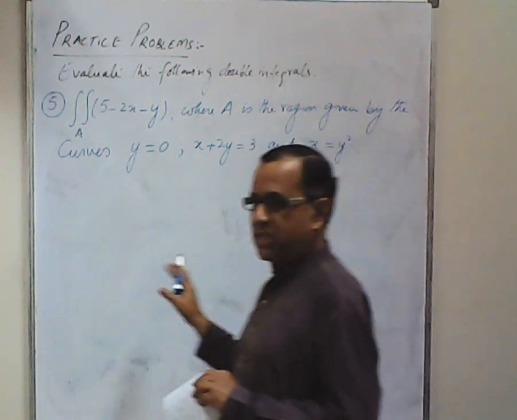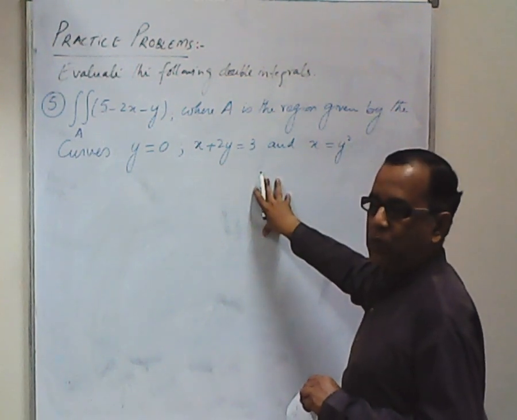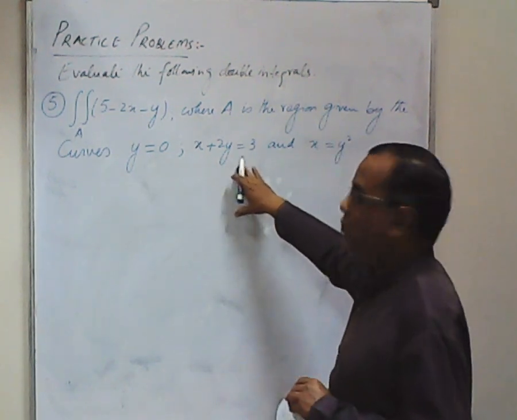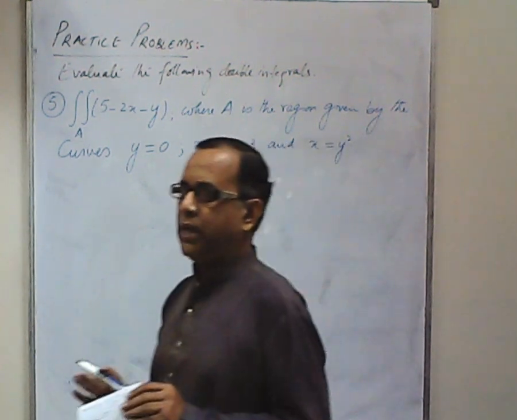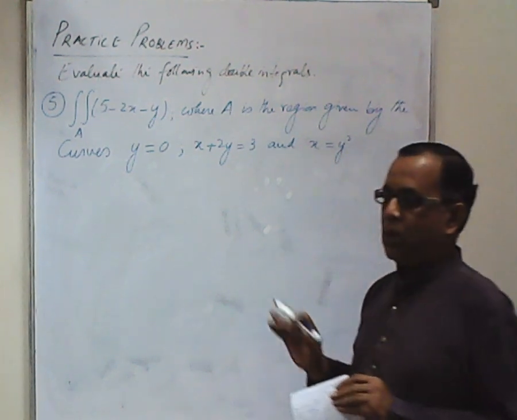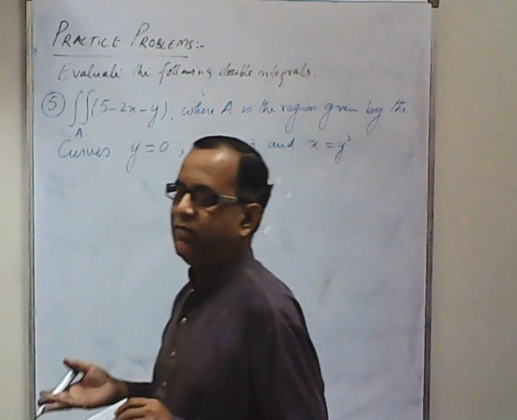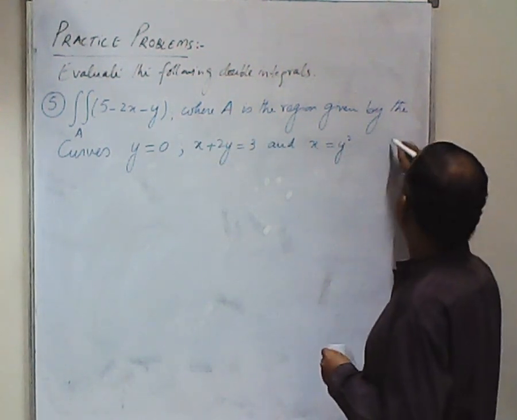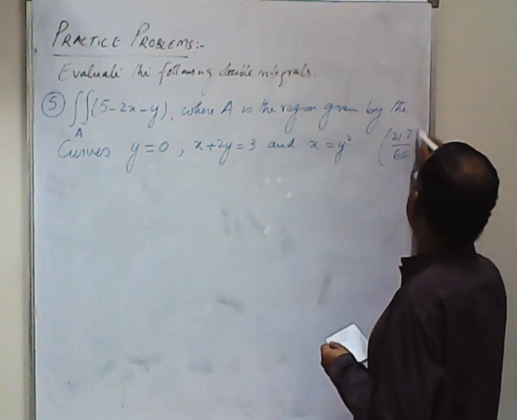So here, what is required? We will draw the figure first. We will draw the figure in the xy plane by drawing y equal to 0, x plus 2y equal to 3, and x equal to y square, and then we will figure out the area which is bounded by all three curves and try to sort out, as per our requirement, whether it is appropriate to integrate with respect to x first or with respect to y first. And the answer is 217 over 60.